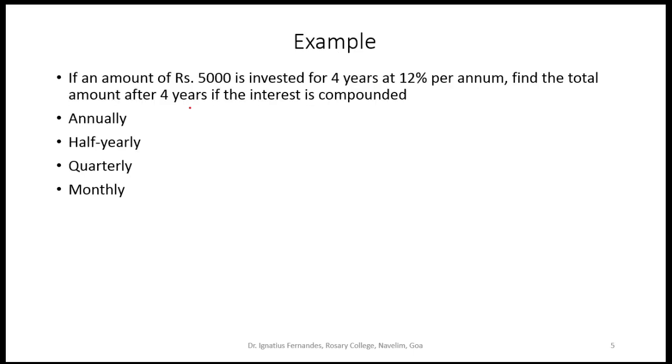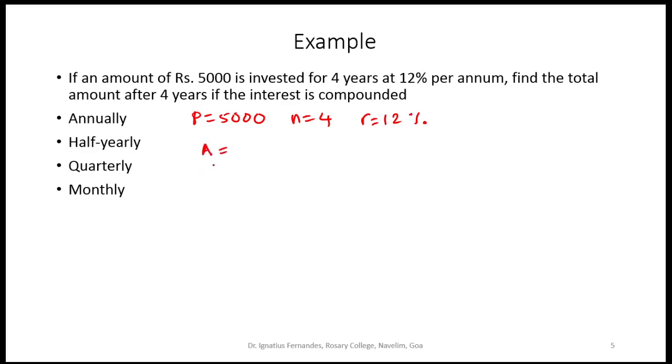Let us consider this example. Suppose an amount of rupees 5,000 is invested for 4 years at 12% per annum. Find the amount after 4 years if the interest is compounded annually, half yearly, quarterly, and monthly. So in each of these cases we would find out what will be the amount after 4 years. Here the principal amount is 5,000, invested for 4 years at a rate of interest of 12%. We want to find out the total amount after 4 years.